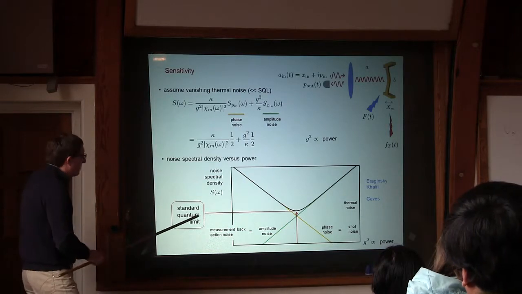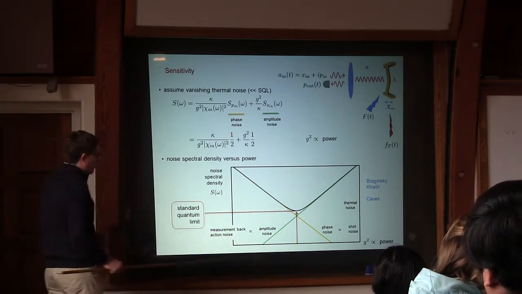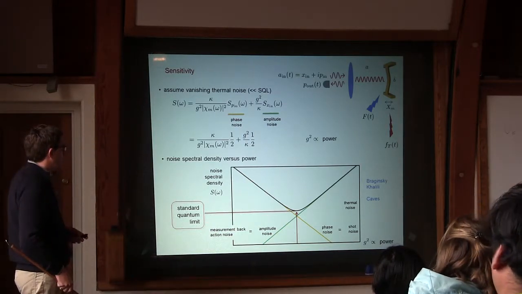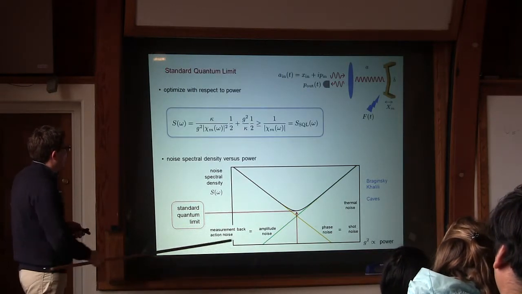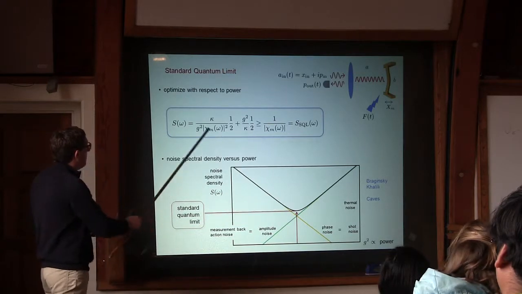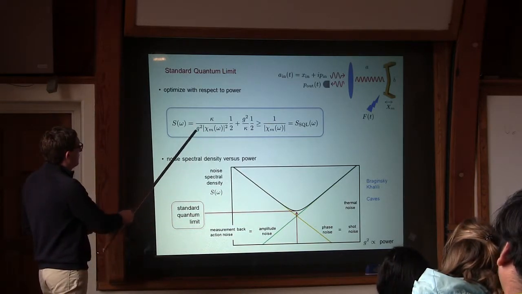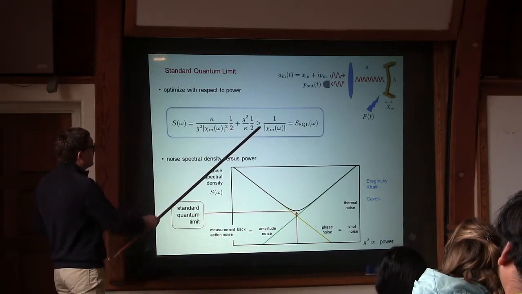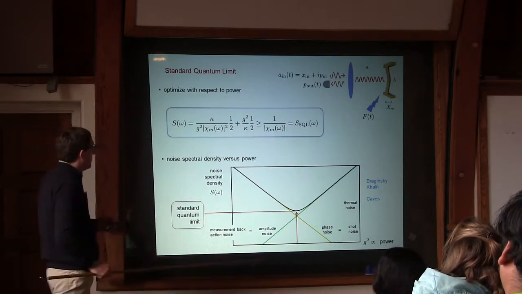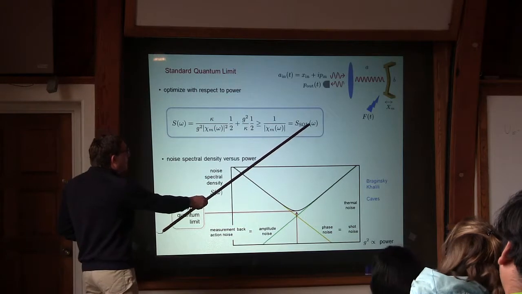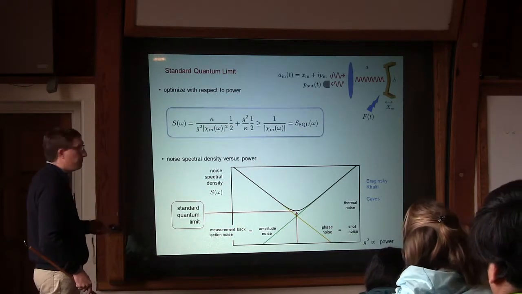So, the standard quantum limit of continuous position or force measurement. And we can determine that minimum, of course, by minimizing this expression with respect to g, and what we find is that it's the inverse of the susceptibility that is called the standard quantum limit at a particular cycling frequency.